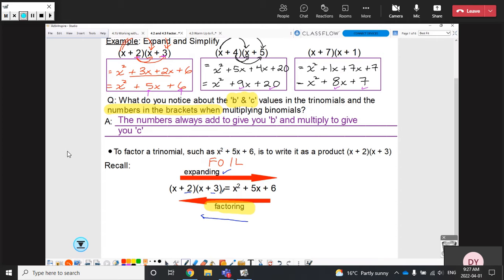And for whatever reason here that we will get into, we put x plus that number, and if it's a positive 2, we put x plus 2. If it was a negative 2, we would put x minus 2. But they go in brackets like that. And that's a little weird right now, but I'm going to explain why that happens.